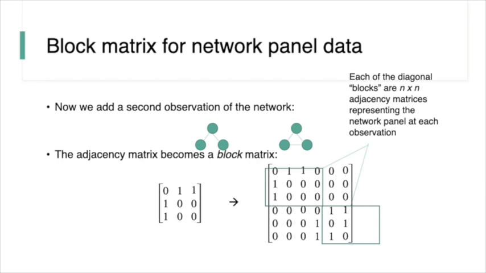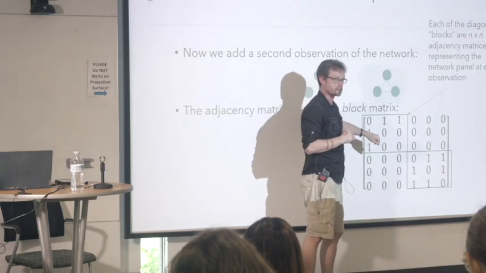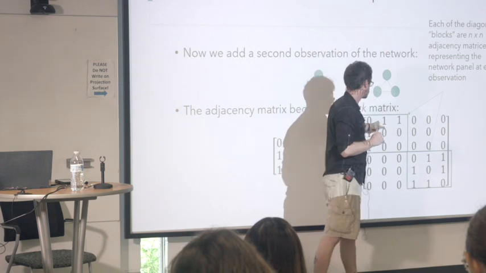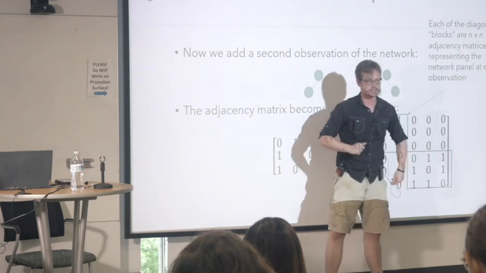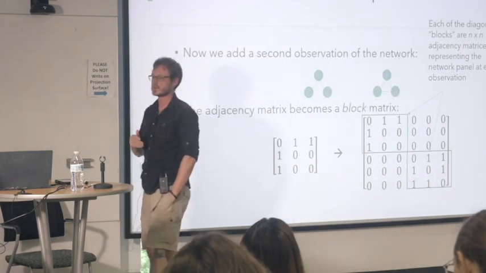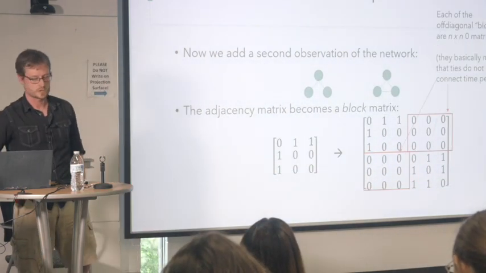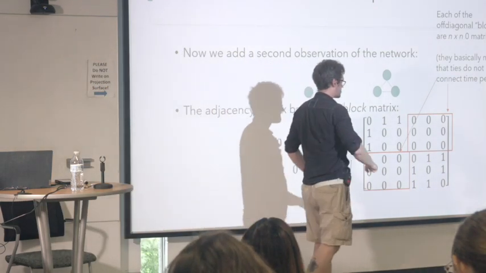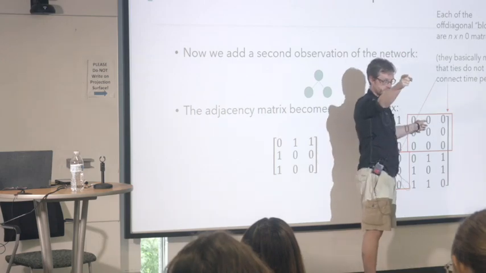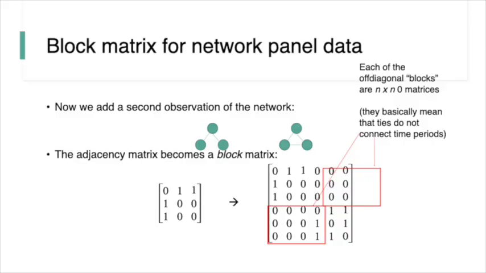the distinct network panels. In this case, we have these diagonal entries representing the distinct network measurements. Here, the network before the tie changes. Here, the network after the tie changes. And then the off-diagonal elements are simply zeros. The reason they're zeros is that a tie here would indicate I have a connection to somebody in the future. And so we're fixing these at zeros and only estimating the tie changes that we observe.